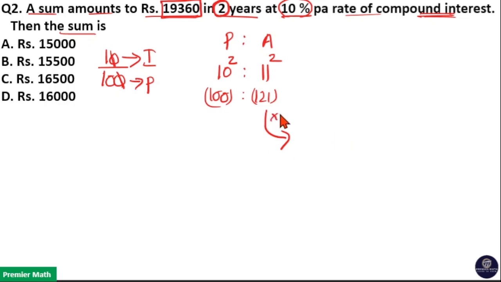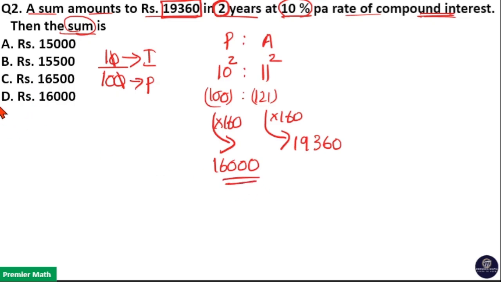If 1 unit is 160, that means here principal is 100 units. Principal means sum. Sum is 100 units. So 100 into 160 is 16,000. So option D is your answer because principal here is 100 units.